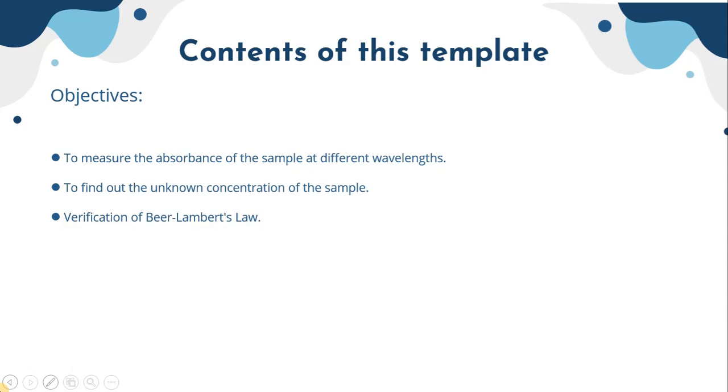For example, you're looking for the concentration of a specific phytochemical. Because of this instrument, you can use such a method. And this is also described under a law called the Beer-Lambert's law, which we're going to study later on.